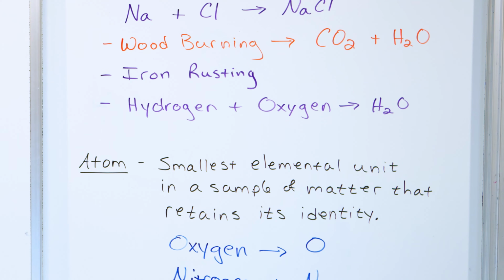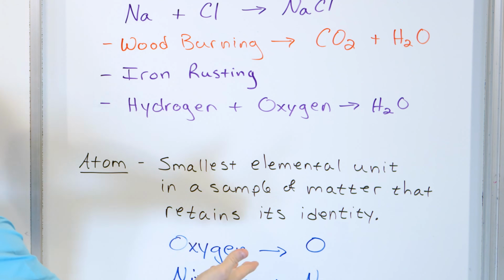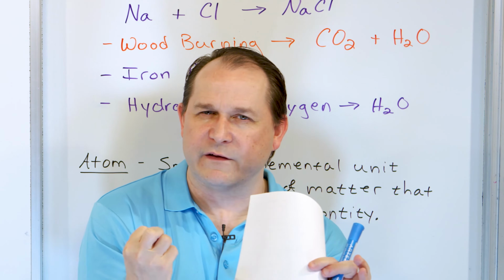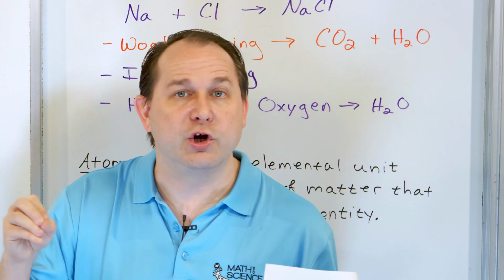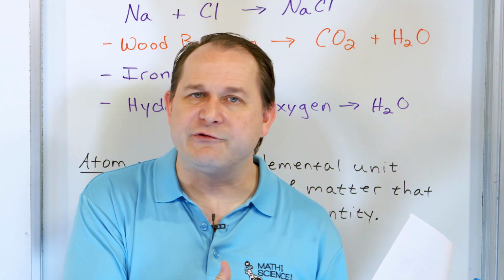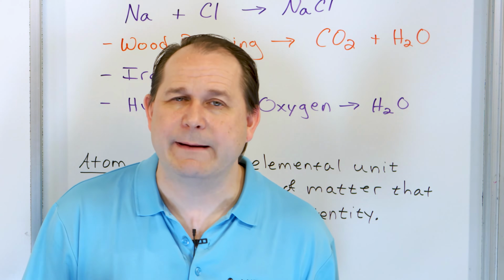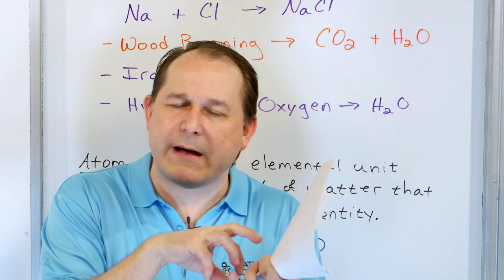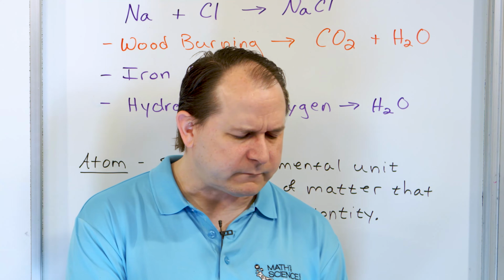All right, so we talked about atoms, the smallest elemental unit in a sample of matter that retains its identity, because if you try to split the atom up, then you're into the things inside. You're breaking it apart into the protons and the neutrons, and all protons look the same. All neutrons look the same. If I just put a bucket of electrons here, they would all look the same. They don't have any difference in character. Only when they're combined in these ways do these different elements have different characters. All right.